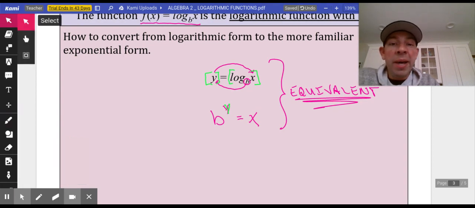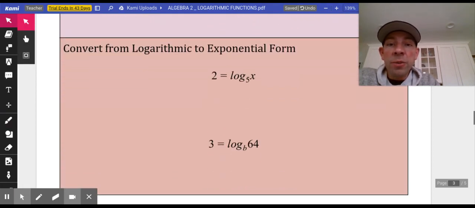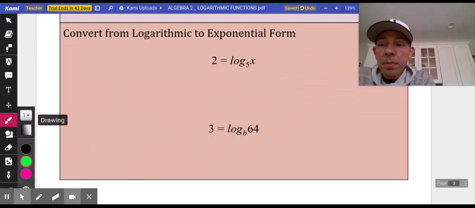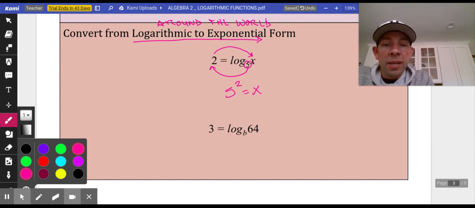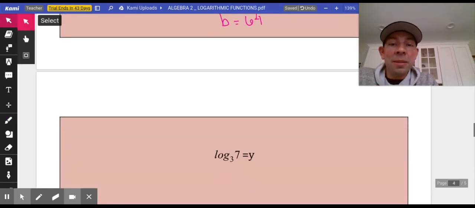And we are going to try to go back and forth between these two forms. So again, I think we're going to start off with a little easier one. We're going to go around the world. And that's the one thing, if you want to make a note here, when we go from logarithmic to exponential, I'm going to use around the world. So this is our Q. All right. So we'll say 5 raised to the second power equals x. 5 raised to the second equals x. Let's see. b raised to the third power equals 64. b raised to the third equals 64. How easy is this, huh?